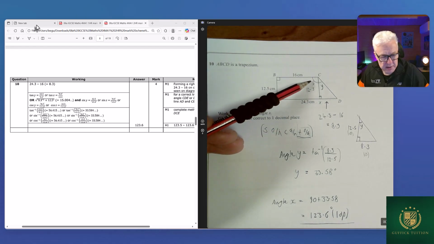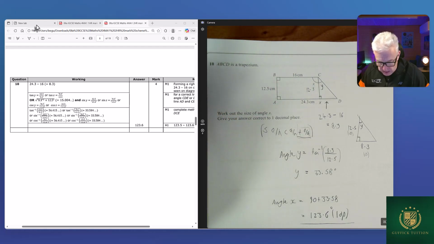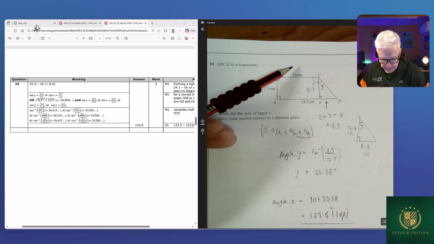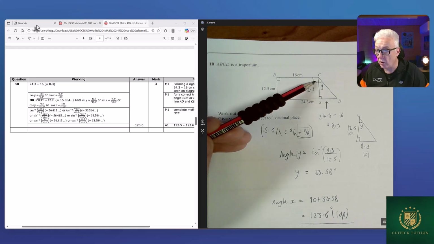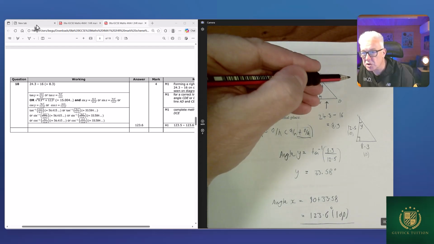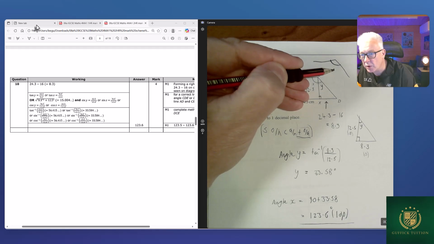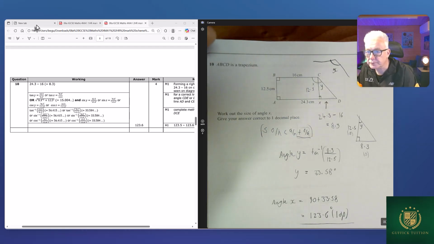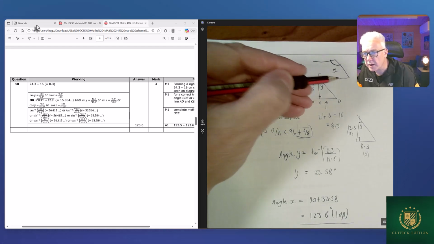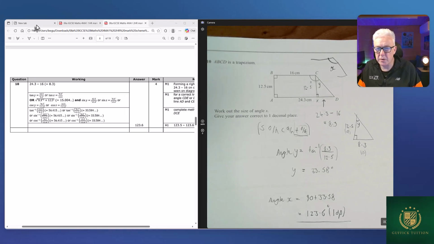Okay, there it is. Now let's just look. Angle X. So work out the size of angle X. Now angle X, it would appear from the sketch, is that whole angle there that I'm indicating with the pencil right now. So it's from the original sketch that's in the exam question, that whole angle there is what X is. Okay, so there we go. There's our trapezium. So let's see what we can do here. How are we going to work this out?